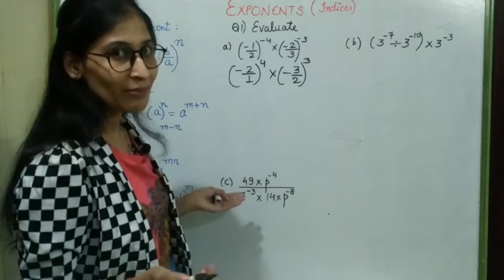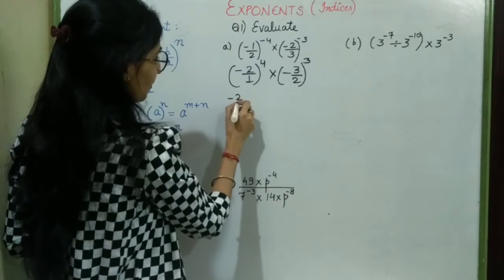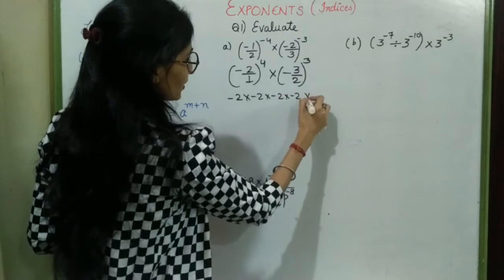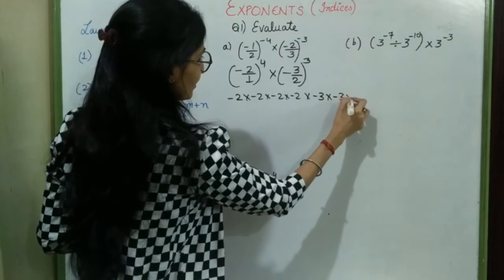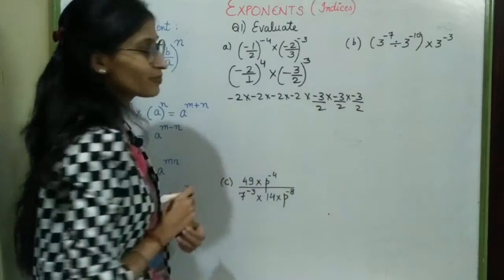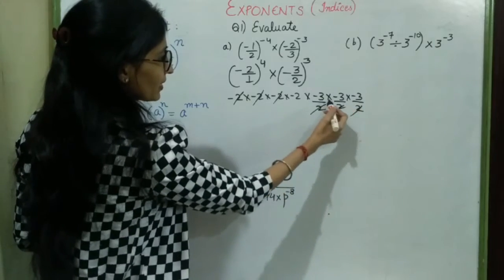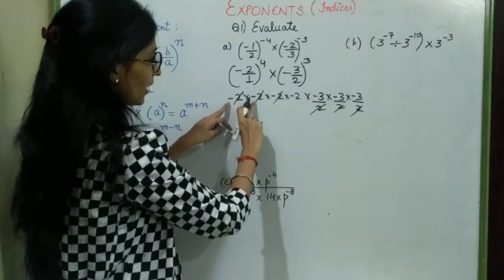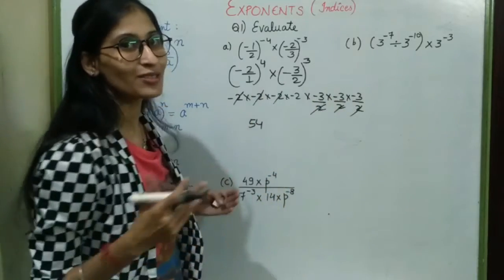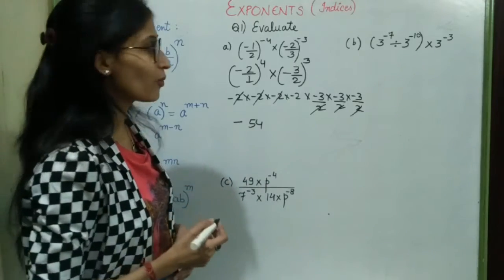Now just simply open the bracket. Minus 2 raised to power 4 will become minus 2 into minus 2 into minus 2 into minus 2. 3 raised to power 3, so I am writing it 3 times, upon 2, 2 and 2. The 2, 2, 2 cancel out. So it will be 27 into 2, 54. Minus minus plus, minus minus plus, and the sign left is of minus. So my answer here will be minus 54.